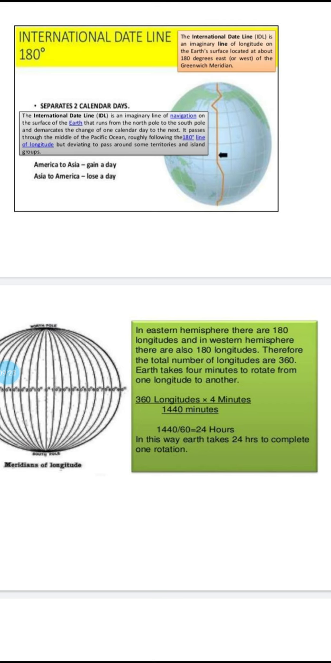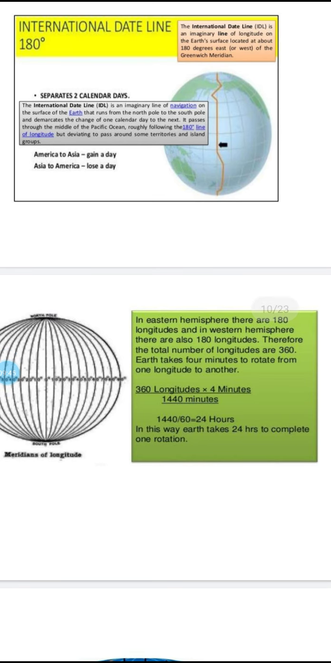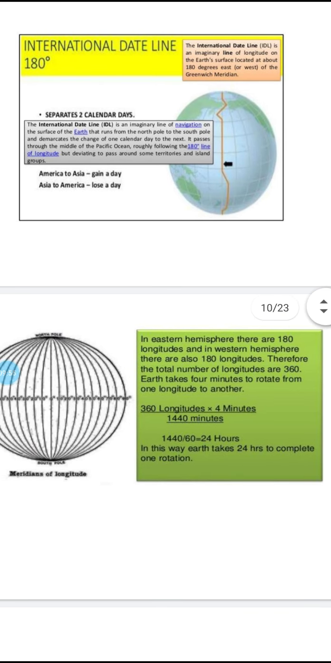So when we add them, it becomes 360 degrees. Now what is said? 360 multiplied by 4 minutes. It means when the earth rotates on its axis, it completes one longitude within 4 minutes. When we cover all of it, the total will be 24 hours. When we divide, it is given 360 multiplied by 4 minutes, so it will come to 1440 minutes, and it will be divided by 60 minutes, so it will come to 24 hours. So this is what is done in this.